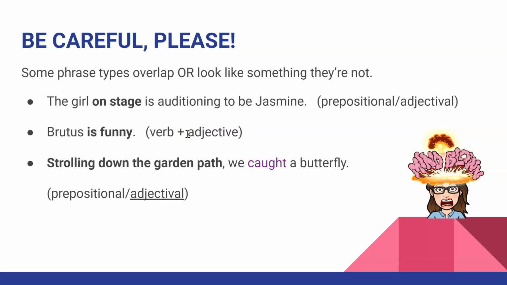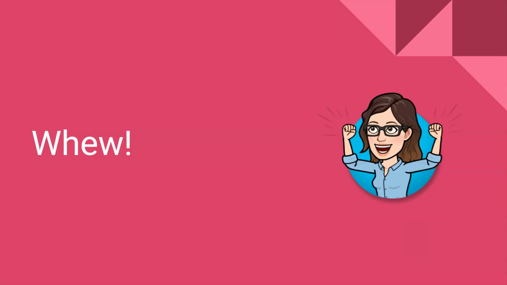So my point here is that some phrase types overlap. Sometimes they look like something they're not, and you have to be careful. Now on the quiz and test, we're going to try very hard to be very clear with our word choices and not give you a sentence that's confusing. But no matter what, even if we give you very clear-cut examples that are simpler than this, you have to pay attention to word choices. Which means we made it, guys. Those are the 6 phrase types we're focusing on today.